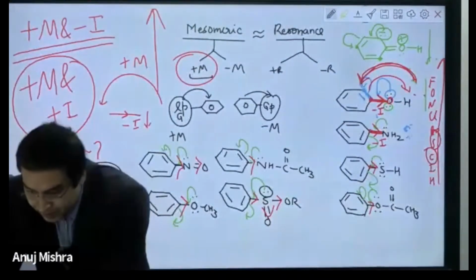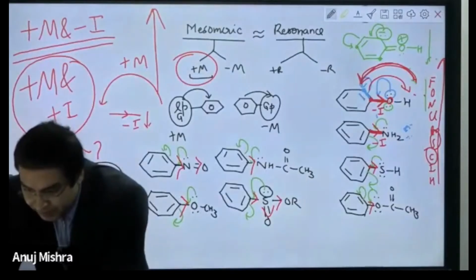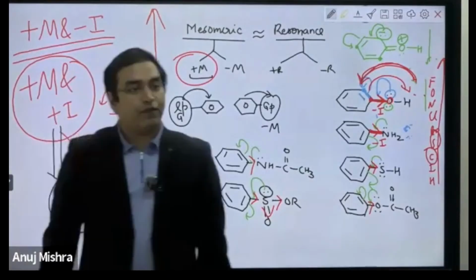Clear हो गया? Niharika, is it clear? Chinmay? Adya? Any issues with this? Any problems with this part? Can we go further?